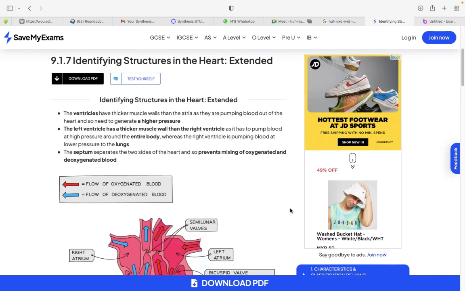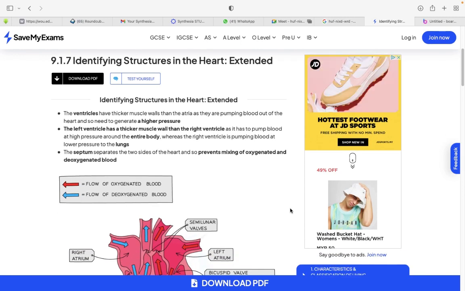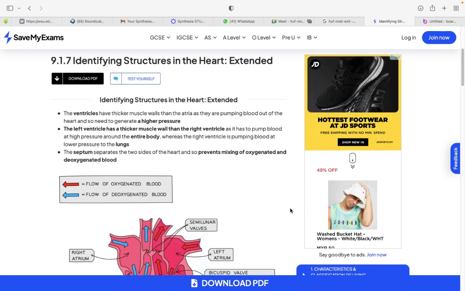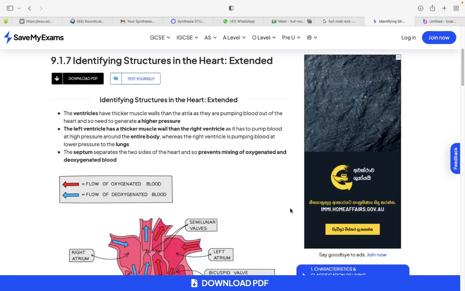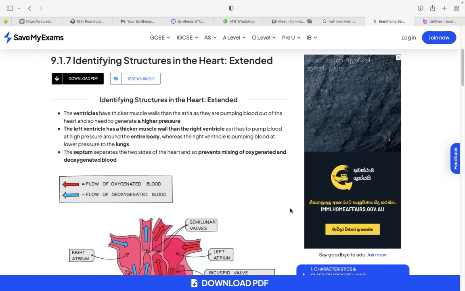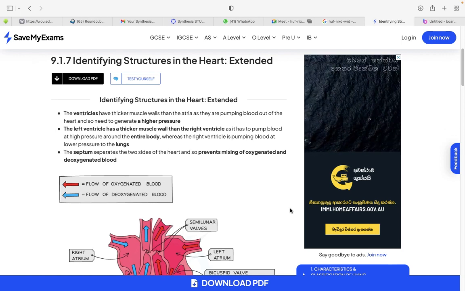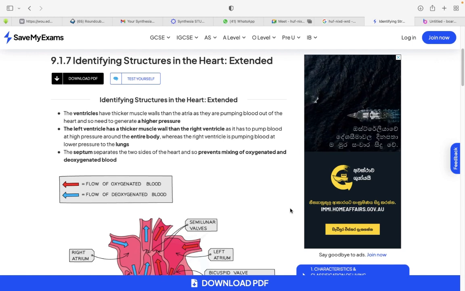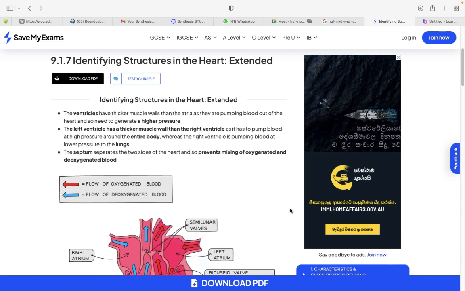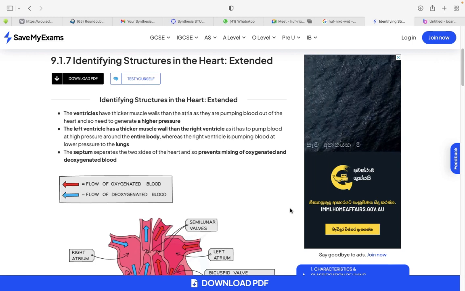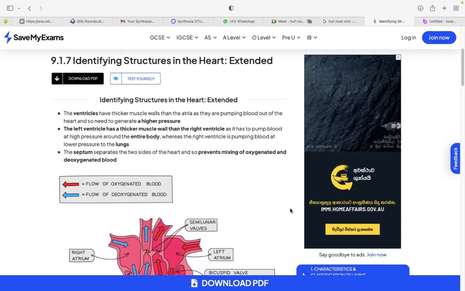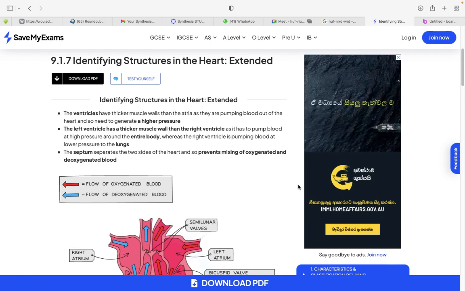First of all, what we have today is to identify the structures in the heart. For IGCSE students, for extended students, we're going to look at identifying the structure of the heart. We want to label every singular part of the heart, and be able to state their functions individually.